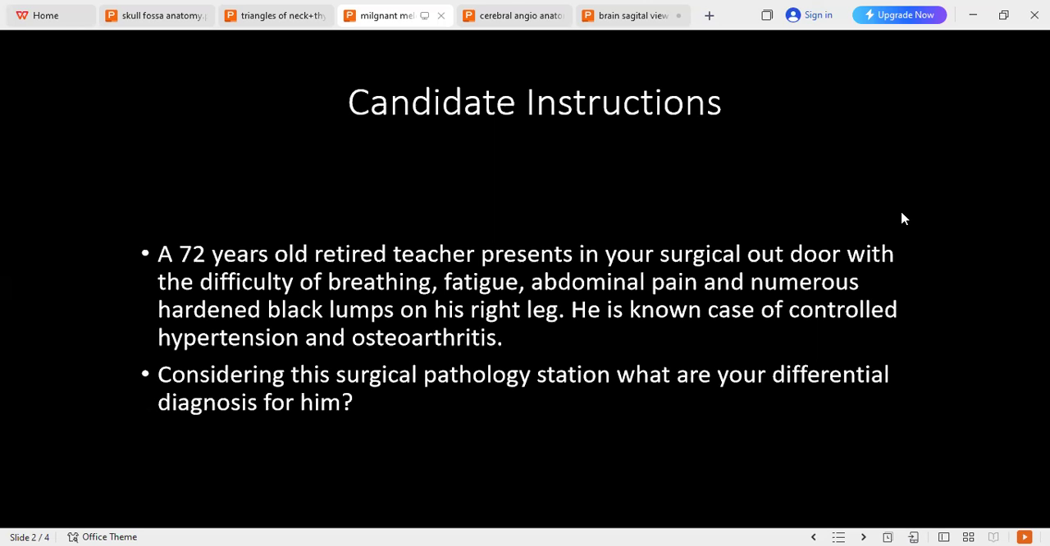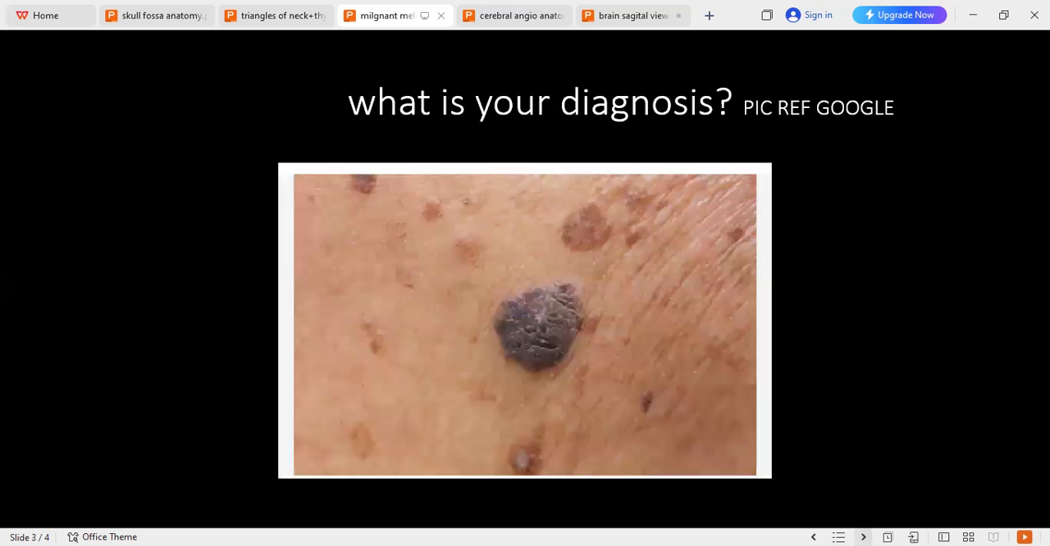Okay. Right. So if you've read and understood the surgical pathology station, please begin and have a look at this image. Just pause. This is the image of the condition with which the patient is suffering. What would be your provisional diagnosis? It could be malignant melanoma. Very good. Yes. How would you confirm the condition?